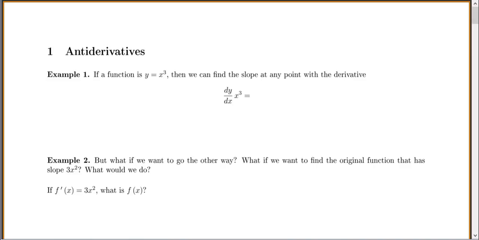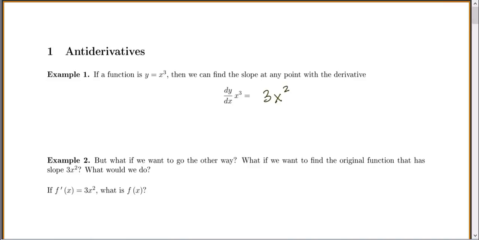So in example 1, if a function is y equals x cubed, then we can find the slope at any point with the derivative. Well, what is the derivative of x cubed? The derivative would be 3x squared. I brought the power down and then dropped the power by 1. But now we know how to take derivatives. What if we want to go in the other direction? What if we want to find the original function that had slope of 3x squared? What would we do?